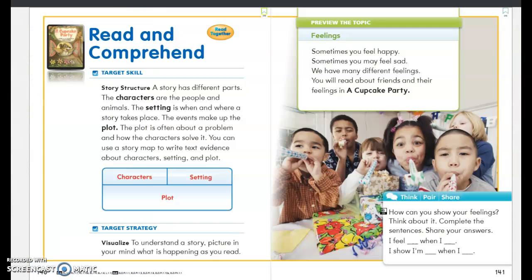So in the story, A Cupcake Party, we're looking at the story structure. We're looking at the characters, which are the people and the animals in the story. We're also going to pay close attention to the setting, and that is when and where the story takes place, and the events that make up the plot.